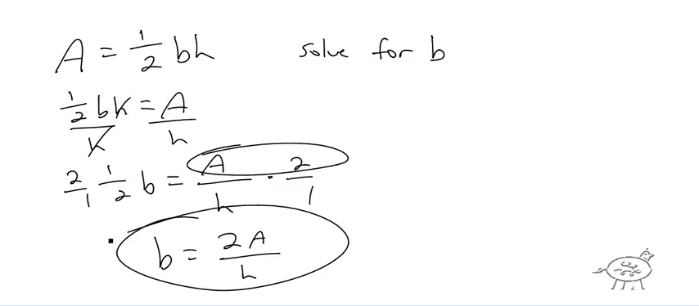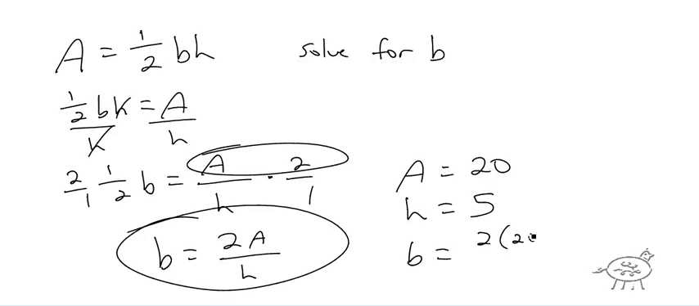That's your answer. Okay? And then again, if I said area is equal to 20, and the height is equal to 5, we're just going to kind of put this together. So b is equal to 2 times 20 divided by 5, which is 40 over 5, which is 8. Of course, there are no units in this one, so we're okay. Okay, that's not too bad. Let's do a couple more examples here.